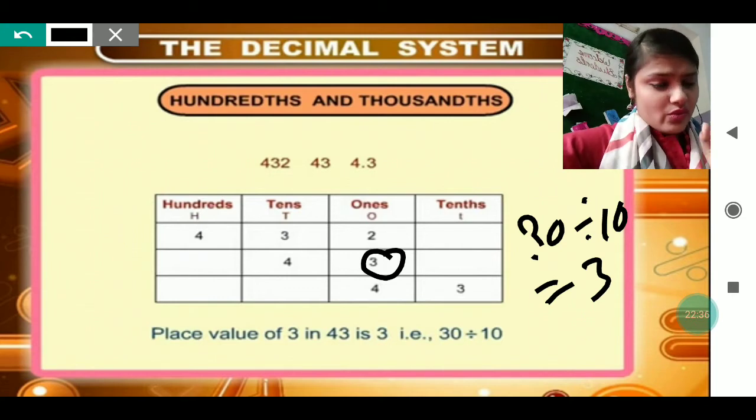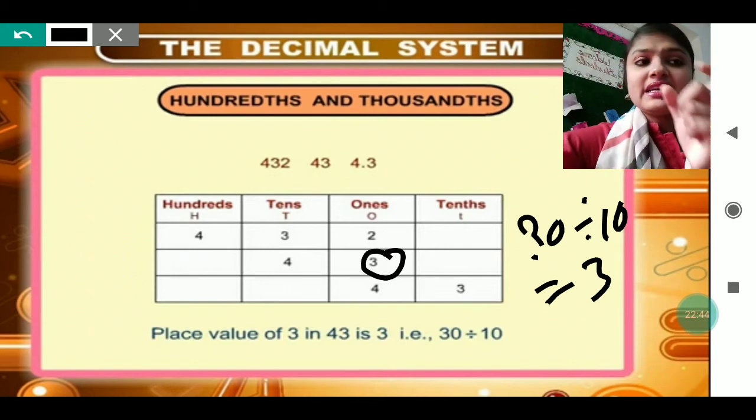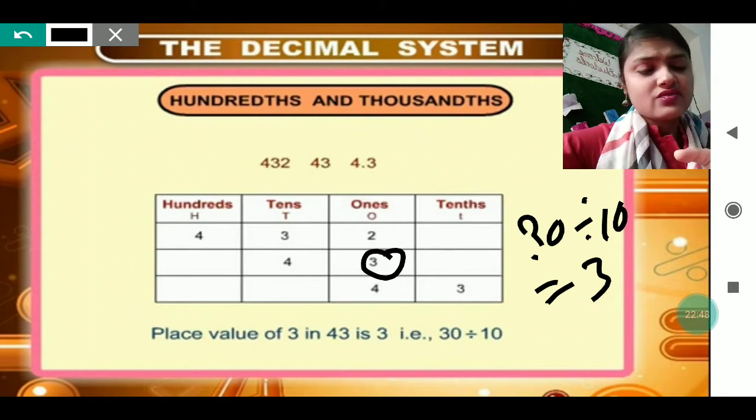So what is being done? 30 divided by 10 we have done, then we have got 3. Means 30 is in tens form, and 10 is also in tens form. When you divide these two, then we will get the answer in ones form.